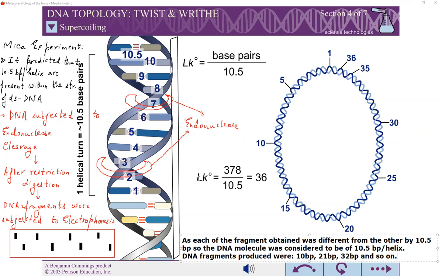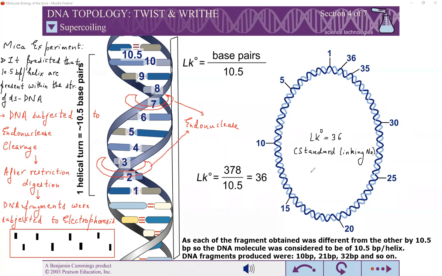Then the standard linking number for this DNA is equal to 378 divided by 10.5, which equals 36. This 36 will now be referred to as the standard linking number. This is Lk naught, equal to 36. This is referred to as the standard linking number.